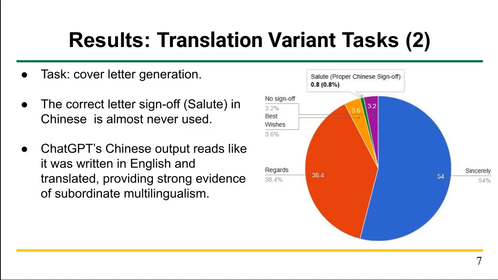Further, on this slide, we show the results of our analysis of asking ChatGPT to generate cover letters given a short description of a job applicant. The cover letters were analyzed by native Chinese speakers. For example, the pie chart shows the percentage of sign-offs in Chinese cover letters generated by ChatGPT. Surprisingly, the correct letter sign-off in Chinese is rarely used. Overall, ChatGPT's Chinese output was determined to read as though it were written in English and translated into Chinese, again providing strong evidence of subordinate multilingualism.